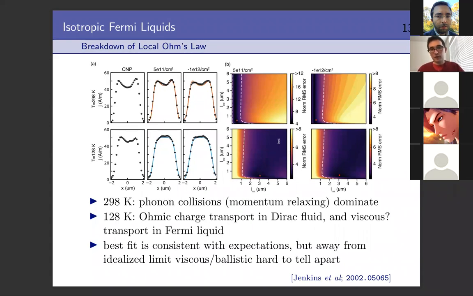I think looking forward, it would be nice to do better and to rule out more of this phase diagram. But I think for these isotropic Fermi liquids, this is actually not so easy, at least with this kind of measurement. Nevertheless, it's quite nice that we can really image the breakdown of ohmic flow, and we think that we are imaging viscous flow. We can't definitively say that, but I think it's quite promising.